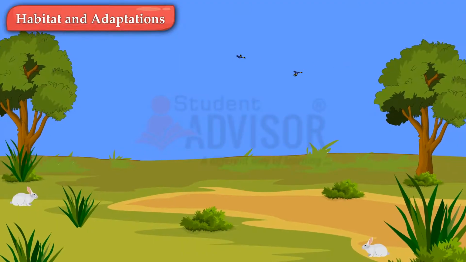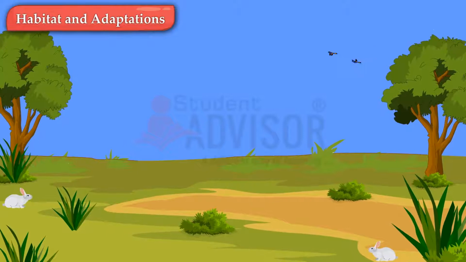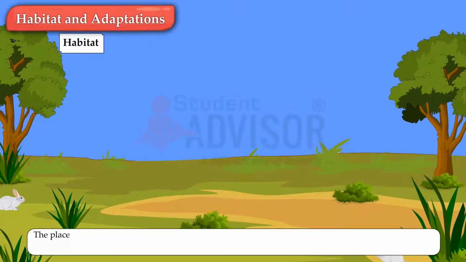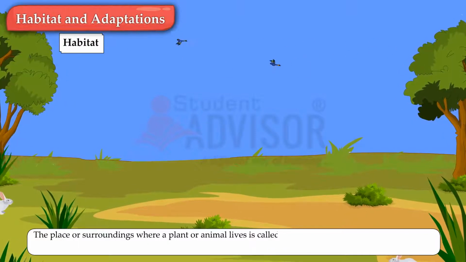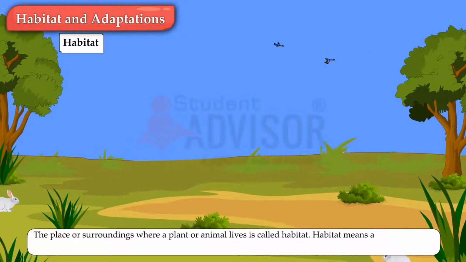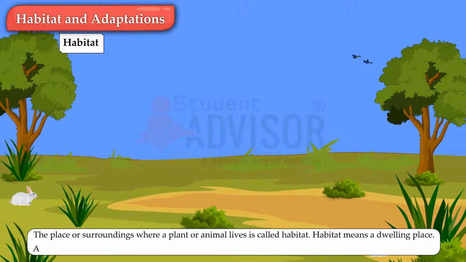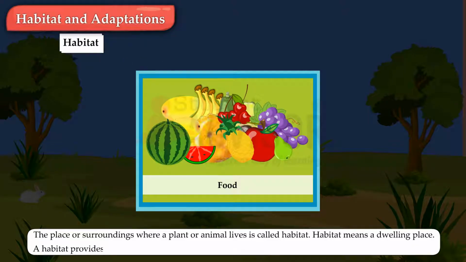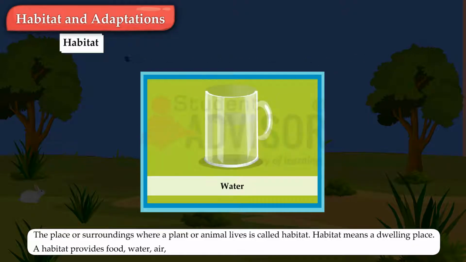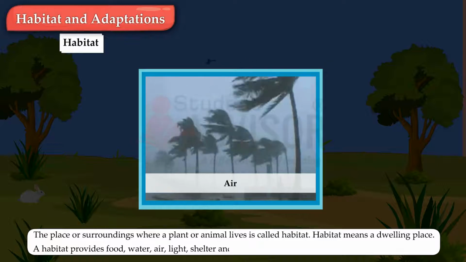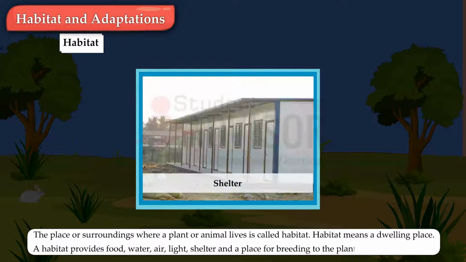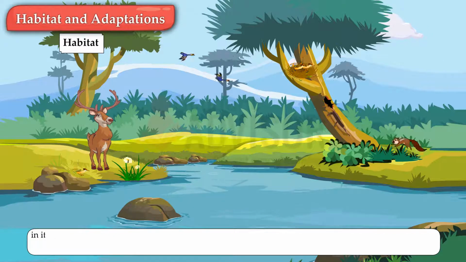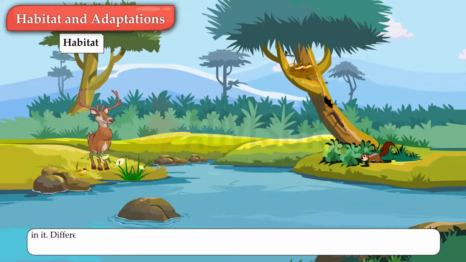Habitat and adaptations. Habitat. The place of surroundings where a plant or animal lives is called habitat. Habitat means a dwelling place. A habitat provides food, water, air, light, shelter, and a place for breeding to the plants and animals living in it. Different types of plants and animals live in different types of habitats.